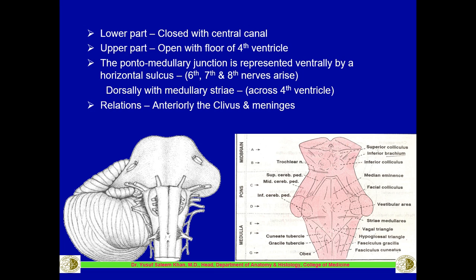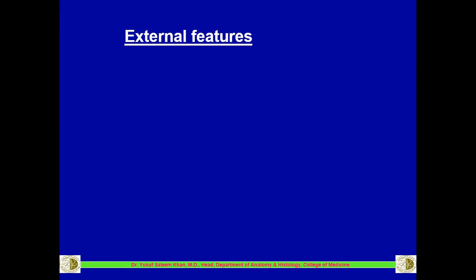Relations: anteriorly there will be the clivus and meninges, and posteriorly we can see the vallecula of the cerebellum. Vallecula is a part of the cerebellum. When you study the cerebellum, at that time you will actually appreciate the presence of the vallecula.